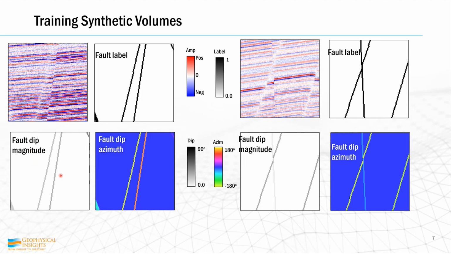These two images are showing the two attributes that we use for fault detection. One is the fault dip magnitude, one is the fault dip azimuth. Note that we define the fault dip magnitude from 0 to 90 degrees. 90 degrees means a vertical feature, 0 degrees means a horizontal feature. Azimuth uses a cyclic color bar to represent all the fault orientations.